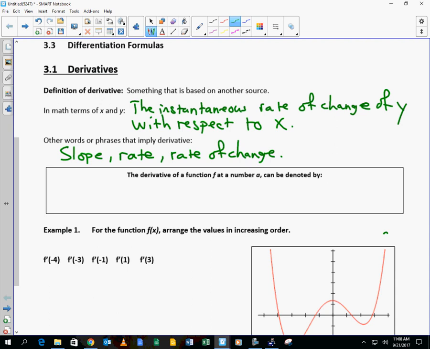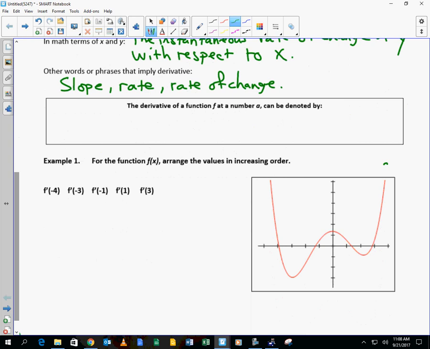But what we want to really truly focus on for the derivative in this class is that a derivative is going to be the instantaneous rate of change at a given point. So that means the tangent line, not the secant line. And so we are now ready to give, the derivative of a function can be denoted by an operation.